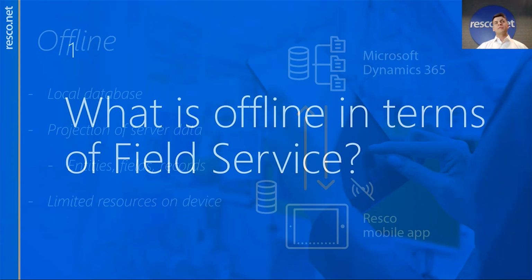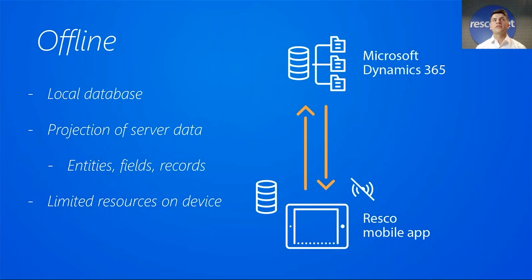But to go a bit deeper, what does the offline concept do? It actually creates a projection of the server database. There's the big database at the server, which can be a few terabytes of data, and then there is a projection of the database where you select which entities, which fields, and which records you want available at the mobile device, and then these entities will be available for the technician in the field without internet. So that's the main point.